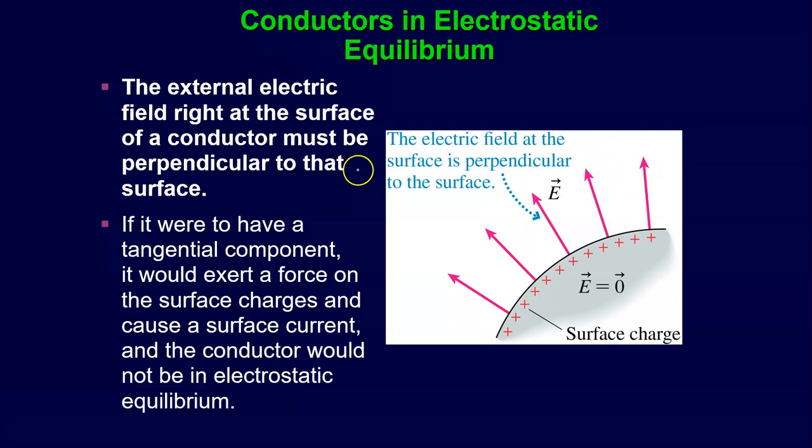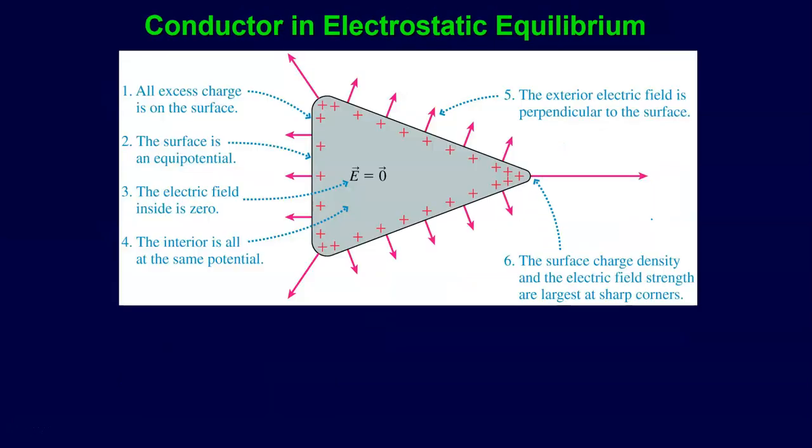And then finally, next, the external electric field right at the surface of a conductor must be perpendicular to that surface. If it had some sort of tangential component, it would exert a force on the surface charges and cause a current, and so they would not be in electrostatic equilibrium, they'd be moving. So basically, two things here. If there's any excess charge on the conductor, it has to be on the outside of the surface, and it has to be such that the electric field is 90 degrees to that surface. Because if not, then this electric field would be causing a force, and these charges would be moving.